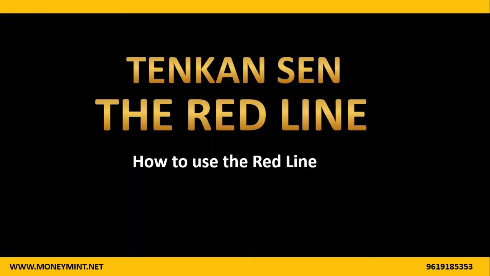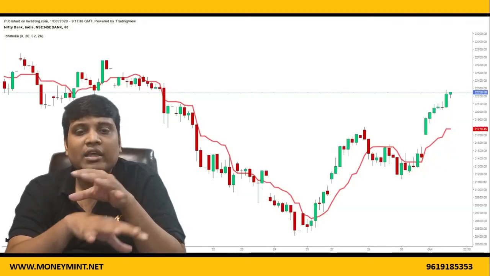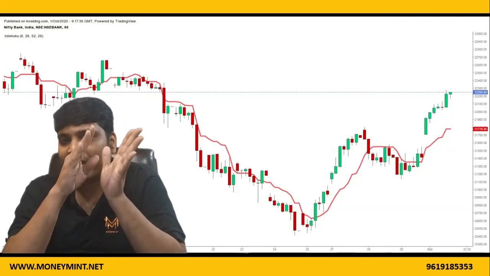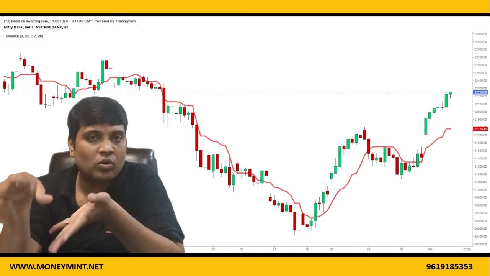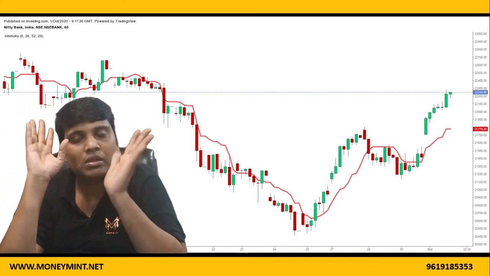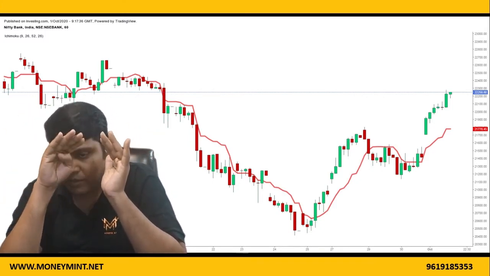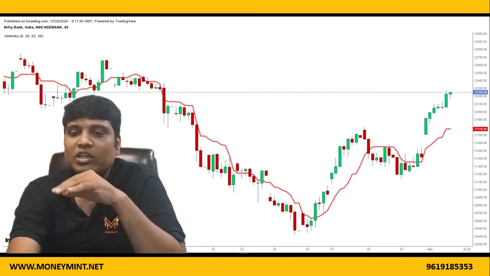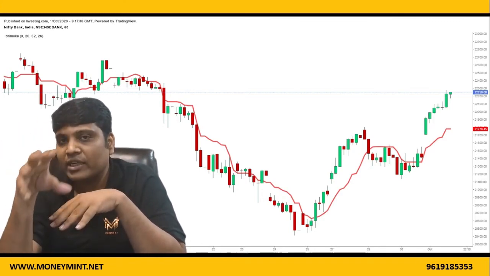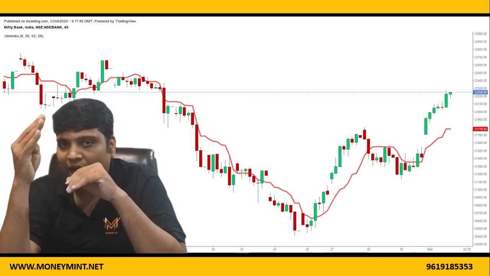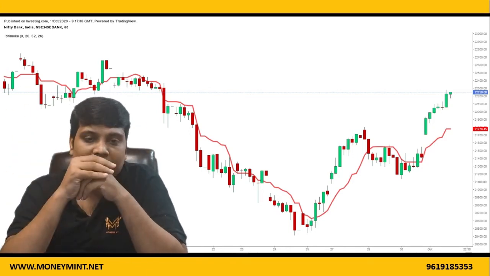So now how to use this red line? As already explained, when this line is moving towards south and the price is below, it shows bearish movement. The moment it forms a flat-like structure, it shows the market is going sideways or going down. The moment after that it moves upward, it shows the market is bullish.